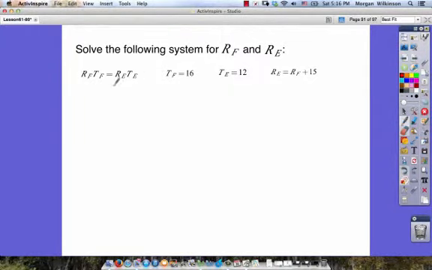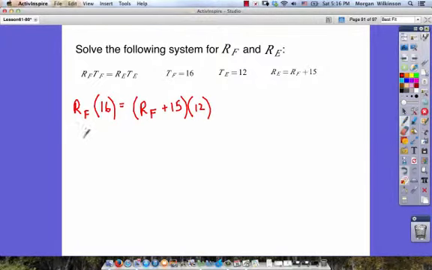We just substitute our known values into the equation that we're working with. So t sub f is 16, so r sub f times 16 is going to be equal to r sub e. Well, that's going to be r sub f plus 15 times our t sub e. T sub e is 12. And now we can go ahead and solve. We're going to get r sub f times 16 is equal to, and then we need to use the distributive property to help find our answer.